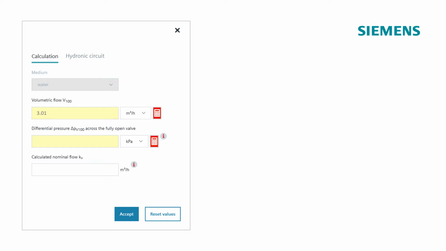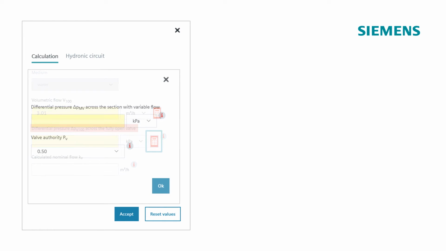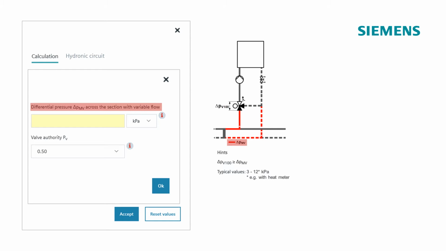Now it needs to be considered which resistance, delta PV100, the control valve must bring into the plant to achieve good controllability. Click on the calculator symbol to enter the required detail information. First, the pressure difference, delta PMV, in the piping sections with variable flow must be determined. It depends on the hydronic circuit, which piping section needs to be considered. Here once again the graphic of the previously selected mixing circuit. The piping section with variable flow is highlighted accordingly.